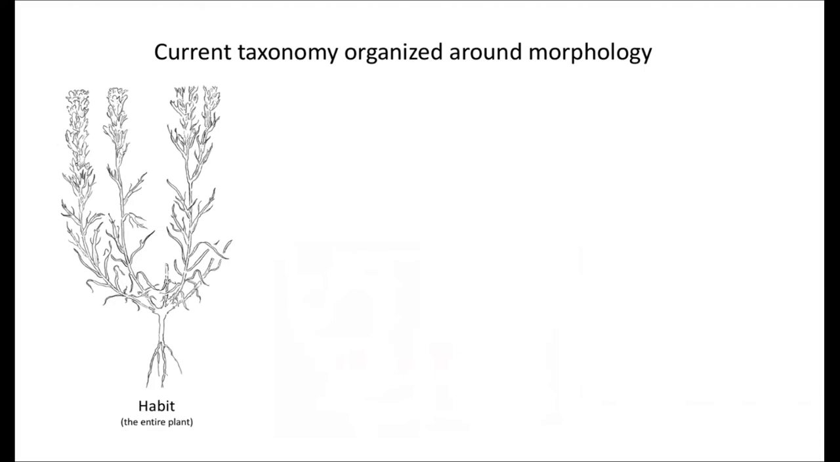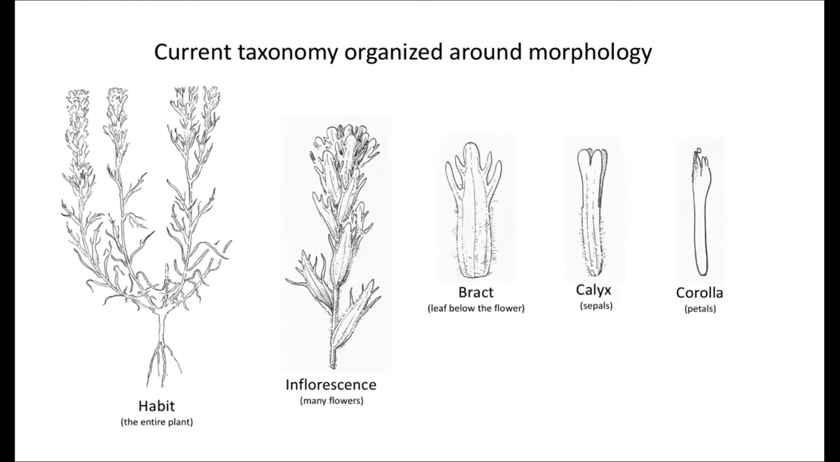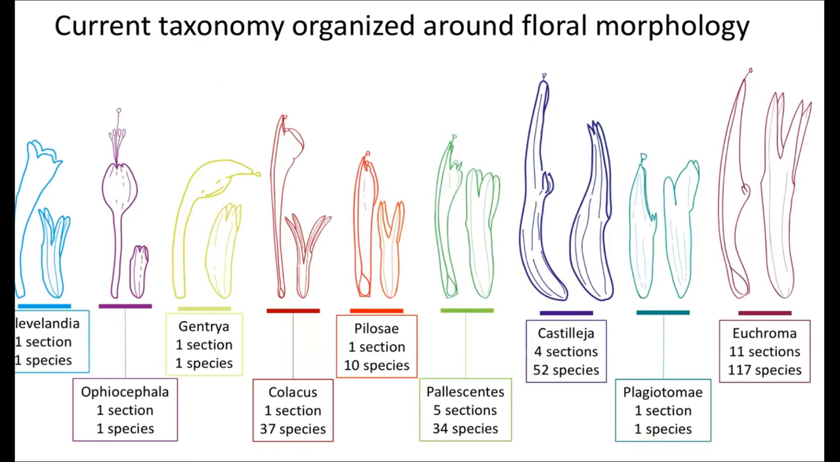Okay, so currently taxonomy in the genus is predominantly organized around morphology. So I wanted to break down the morphology of Castilleja really quick. This is an image of the general habit of Castilleja. This one has multiple stems, and at the tip of each of these stems is an inflorescence composed of many flowers. If we pull off one of those flowers and break it down into its component parts, we'd find the bract, the calyx, a tubular calyx, and a tubular corolla. And it's really the features of the calyx and the corolla that have driven the organization of species in Castilleja. So right now we're recognizing about 9 different major morphogroups within the genus.